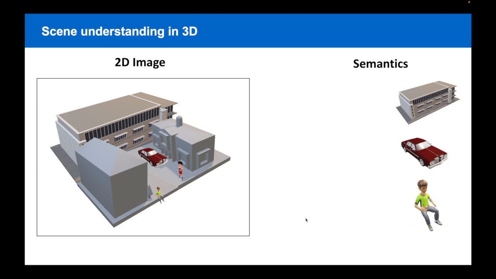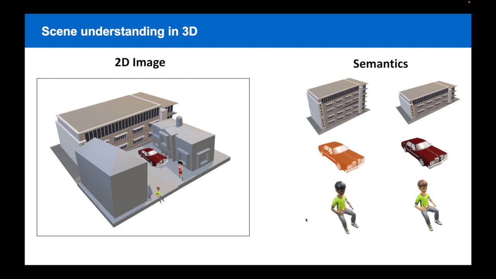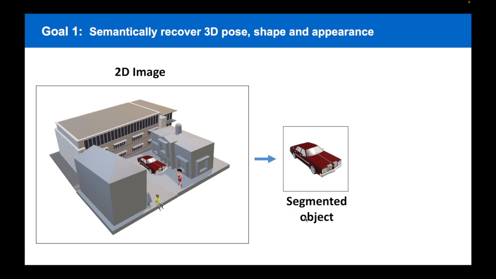Furthermore, we can hallucinate what these objects may look like with various semantic attributes changed, such as adding a second story to this building, or what this car may look like coloured orange, or what two different people may look like wearing the same outfits. And the first goal of this work is to build a computational model which can do the same thing.